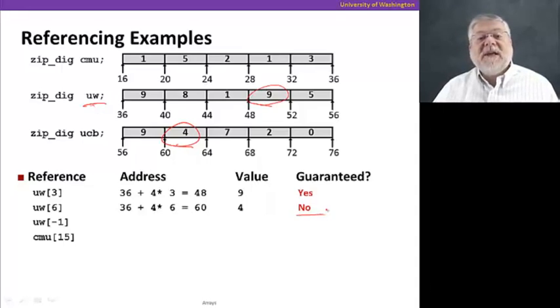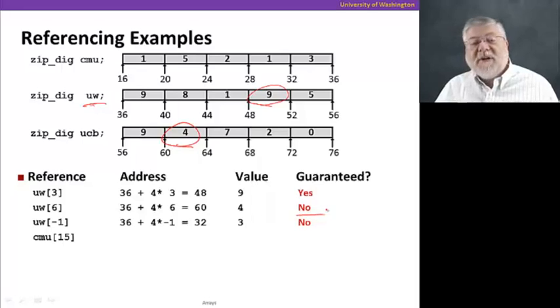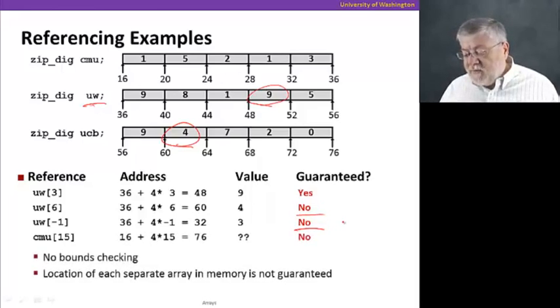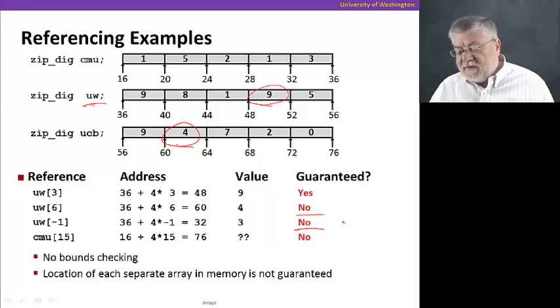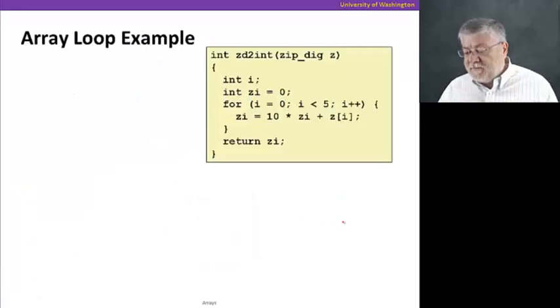In fact, any time that we go outside the bounds of the array, we have no guarantees as to what the value will be. Let's do UW[-1]. That's an interesting index, but the address computation just uses it the same way. This time we get an address of 32. The value there is 3 in the CMU zip code array. And again, that is not guaranteed because it's dependent on the arrangement of these in memory. Similarly with CMU[15], we're now going off to a part of memory I haven't even drawn, so who knows what's there. And of course, there is no guarantee. All right, so the thing to remember is that there is no bounds checking in C, and the location of each separate array in memory is not something that is guaranteed by the runtime system.